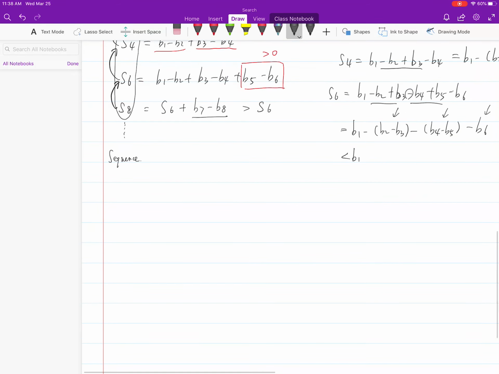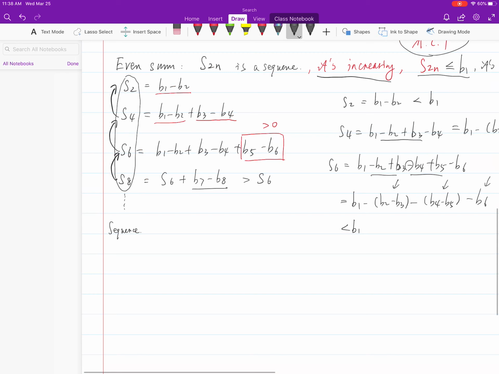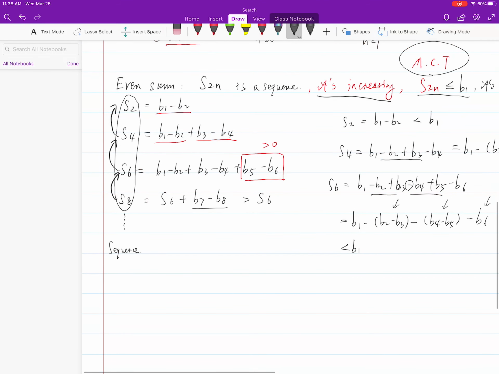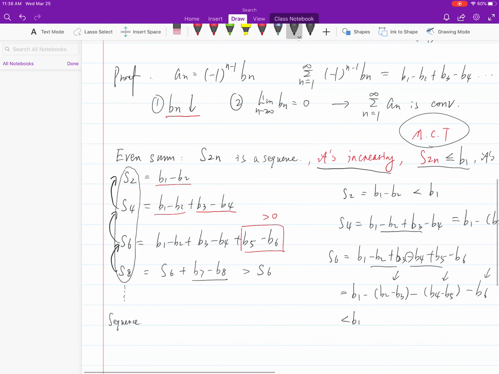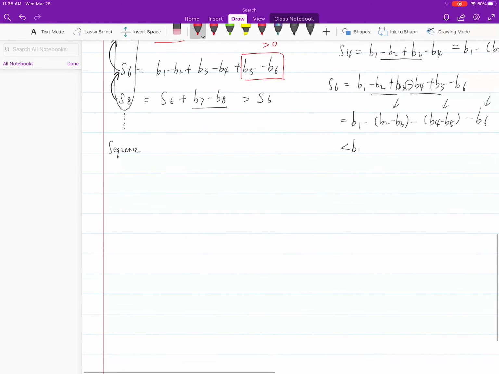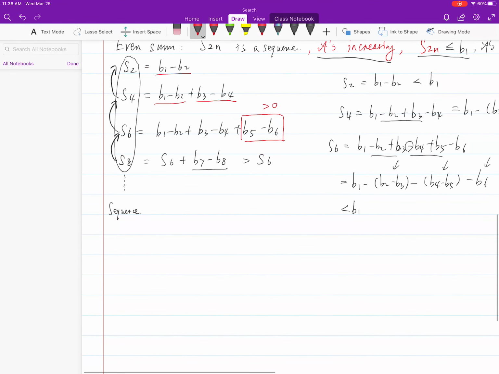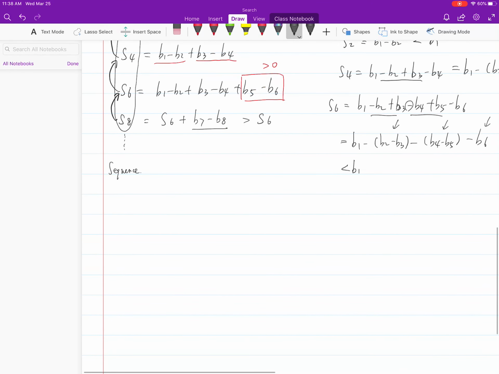Okay, so the series is convergent. The proof is basically done. Okay, a key here is by grouping them smartly and using the fact that Bn is decreasing, we can argue that the whole thing is convergent. Now, think about it. There's a gap. There's a hole in our proof. What is that? Well, we did even sum.